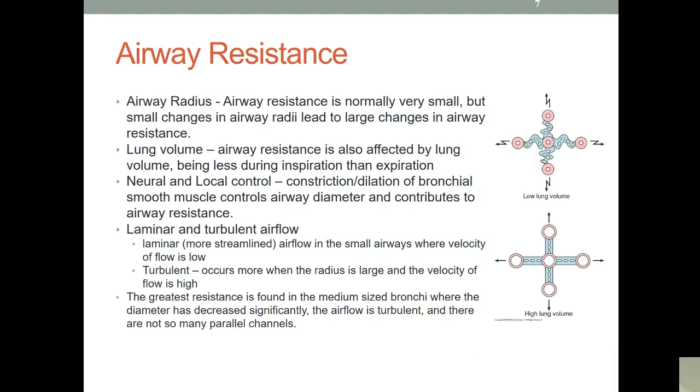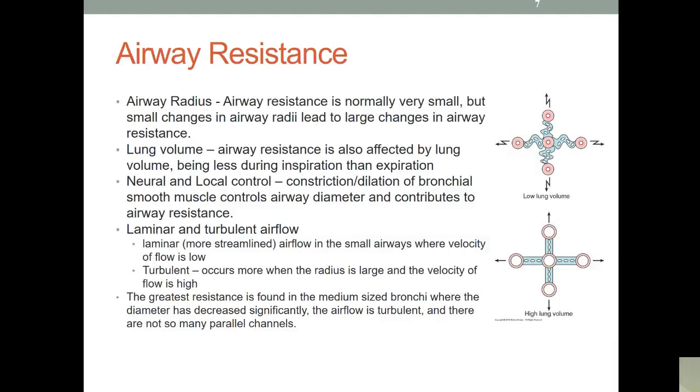Okay, airways resistance. This is another factor, and this is how much resistance there is to air getting into and out of the lungs. Now, normally airway resistance is really small, but even small changes in the radius of airways can lead to large changes in airway resistance. So let's talk about some of the things that can affect airway resistance.